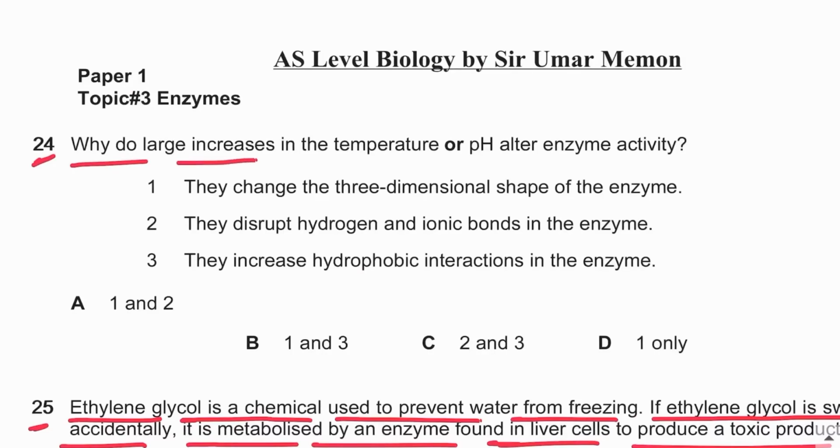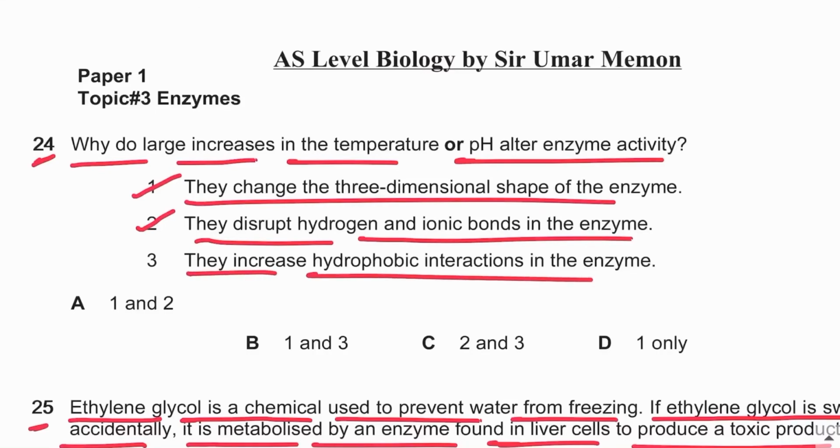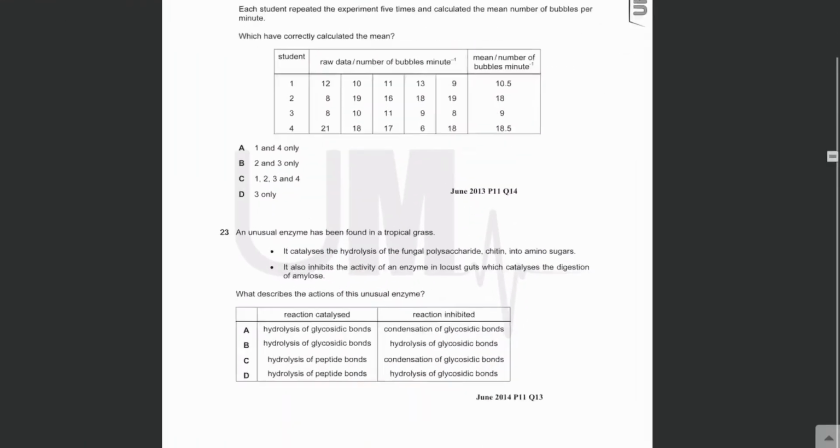Why do large increases in temperature or pH alter the enzyme activity? They change the three-dimensional shape of the enzyme. This is true. Large increase in temperature or pH will disrupt the tertiary structure of the enzyme, changing the 3D shape of the enzyme. They disrupt hydrogen and ionic bonds in the enzyme. This is true. The changes in pH break down hydrogen and ionic bonds. The changes in temperature break down the hydrogen bonds. They increase hydrophobic interactions in the enzyme. This is false because these changes, specifically temperature, decrease the hydrophobic interactions and do not increase them. The answer is A, 1 and 2. Let's move on to MCQ number 23.